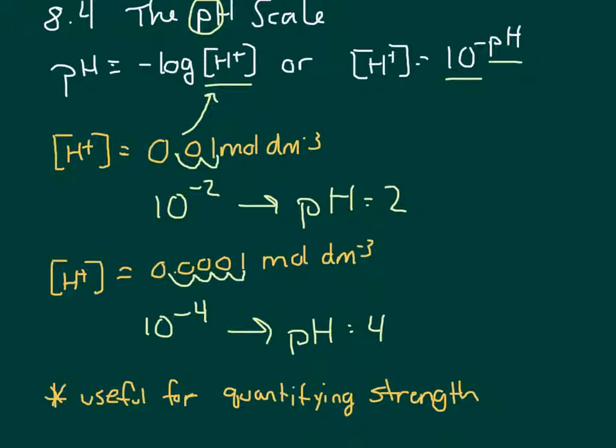pH is used to quantify the strength of your acid. Therefore, which one is going to be stronger is the one with a lower value of pH. So this one has a lower pH, which means it is stronger, which means you have a higher concentration of hydrogen ions.